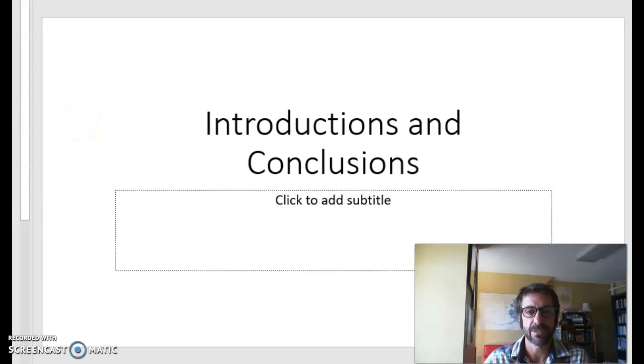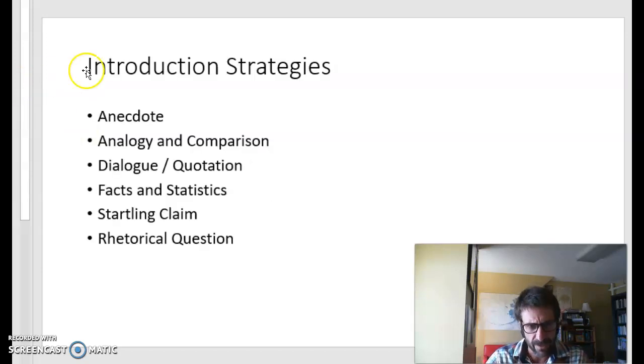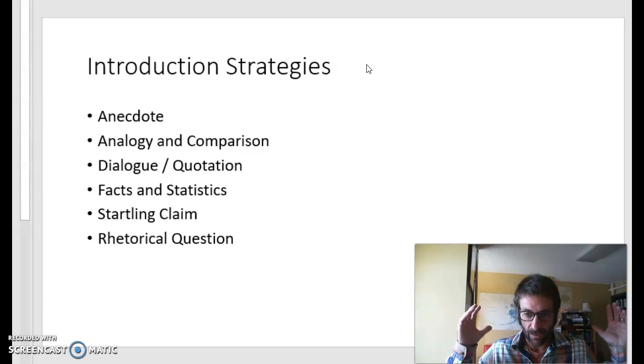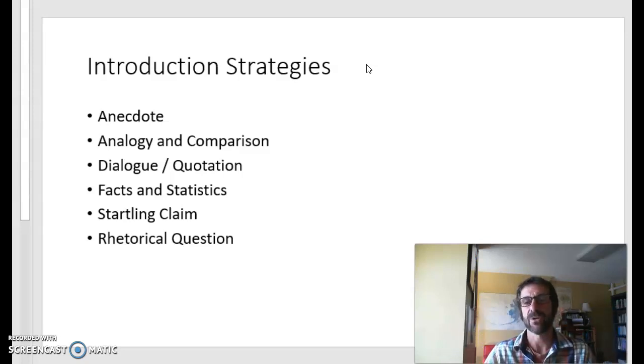Now, for introductions and conclusions, there's a couple different strategies, a couple different types. There's more than this. These are the ones that the book covers, and you could certainly find others if you did some research online. But the main goal of an introduction strategy is to engage the reader. You want to get their attention. You want to get them thinking about the topic. You want to prepare them for what you're going to be arguing and what the supporting paragraphs are going to be informing the reader about.